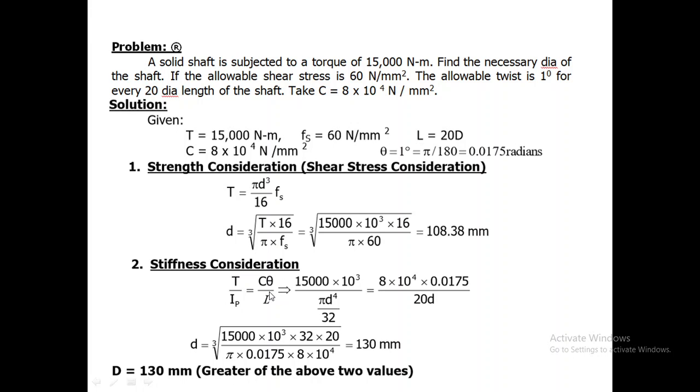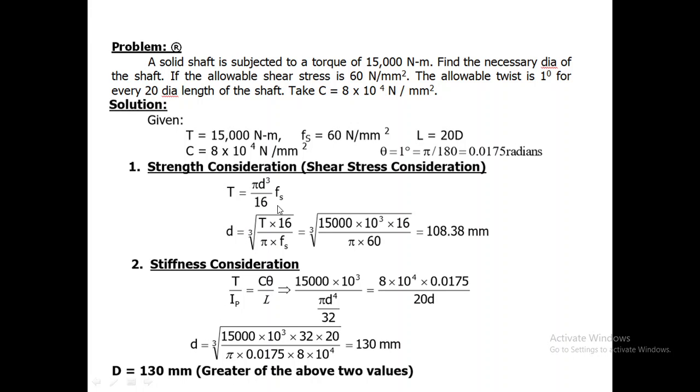Similarly, we have another part of the equation which relates the diameter of the shaft with respect to the angle of twist, or stiffness. Angle of twist is a measure of stiffness of the material, so it is called the stiffness consideration. Based on these two considerations, two parts of the equation, you can find out the diameter of the shaft.